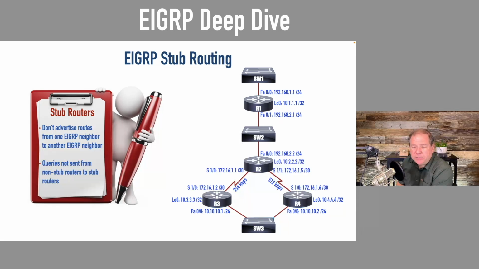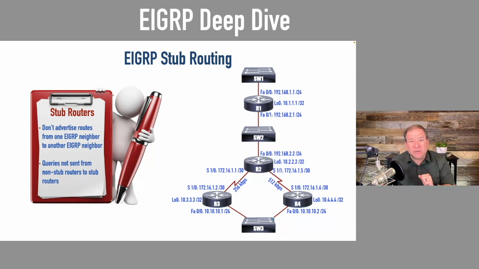So let me ask you, in this topology, we've got R1, R2, R3, R4. Would any of these routers, or multiple of these routers, or maybe just one router, be appropriate to configure for stub routing? Think about that. Is there any router that does not connect out to another router? I would suggest that R1 would be a good candidate, because R1 does not connect out to any other routers. R2 connects to R1, but R2 would not need to send a query to R1 because R1 doesn't connect to anybody else. It doesn't connect to any other routers.